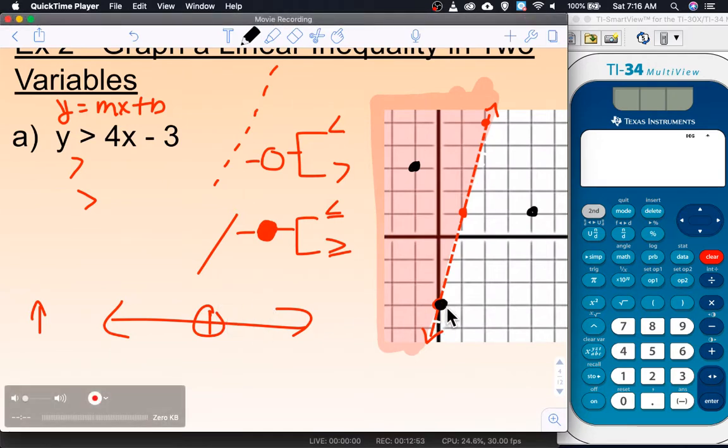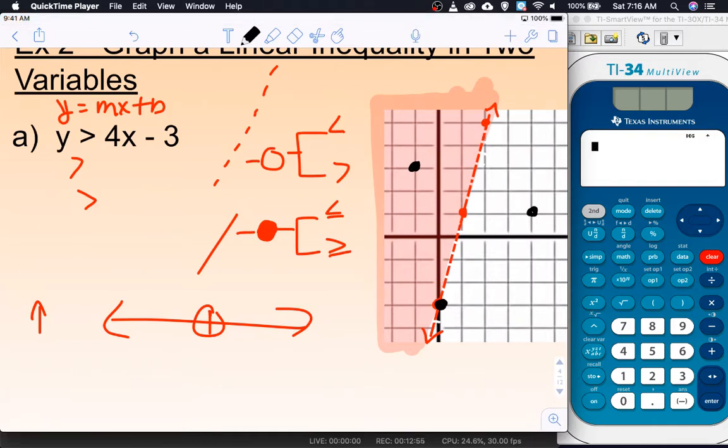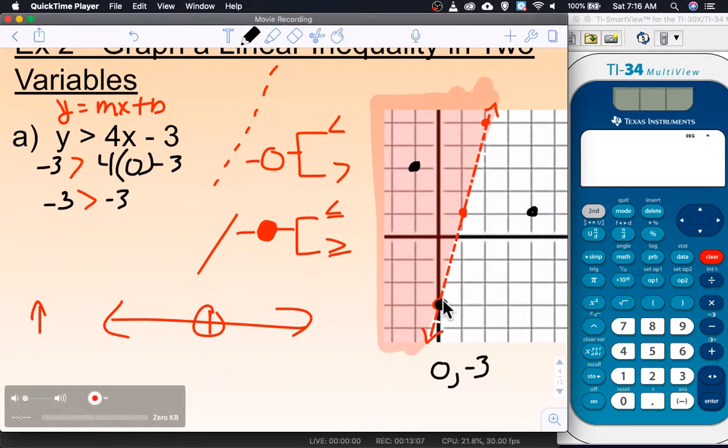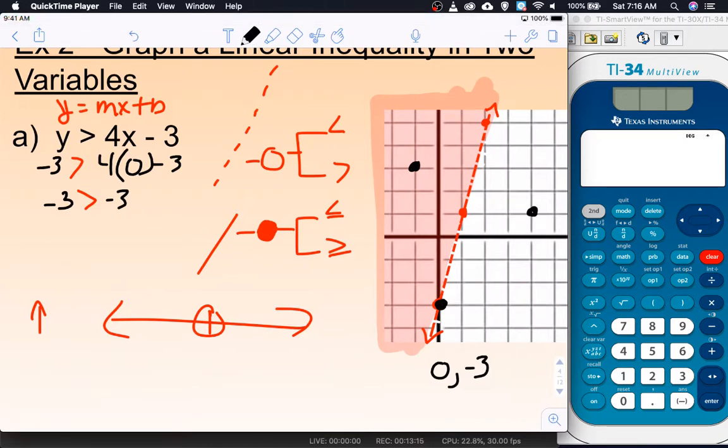If I plug in the point 0, -3, 0 for x, -3 for y, we're going to get -3 is greater than -3, which is not true. It is not a solution. If this was a solid line, that point would be a solution. Okay? Just a little extra, but it's good information to know.